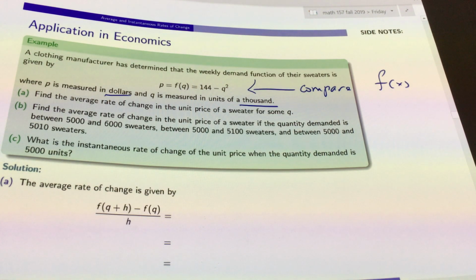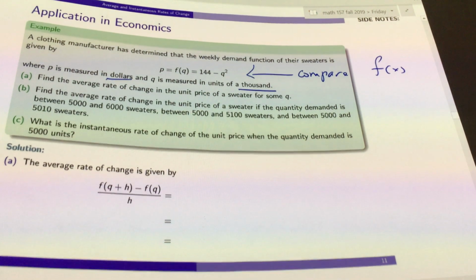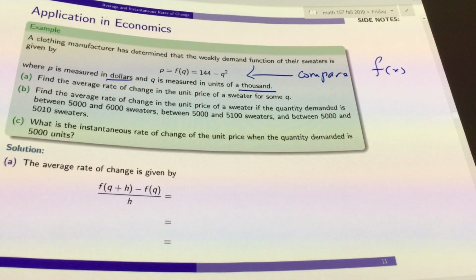Part B actually gives you a particular different Q. So what is the average rate of change in the price when I change my Q from 5,000 to 6,000? This is one change in Q. Okay, and then you have average velocity. And then the other is from 5,000 to 5,100, so you have another change, etc. And then C, I want the instantaneous rate of change at 5,000. Okay, so this is actually the quantity we studied before.